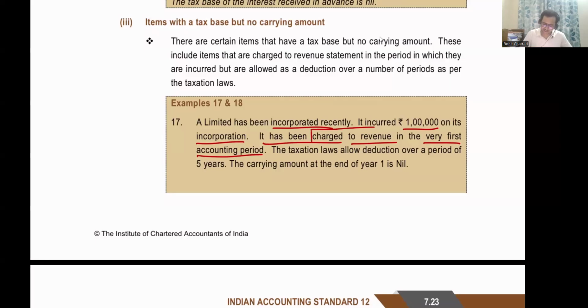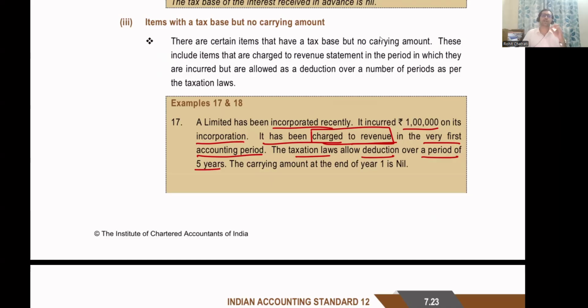What does the word charged to revenue mean? It basically means it has been expensed in the P&L account. It has been recorded as an expense in the P&L account in the very first accounting period. In whichever period we actually incurred the expenses, we recorded the 1 lakh rupees as an expense in that period itself. The tax laws allow the deduction over a period of 5 years. The tax laws actually allow a deduction of this expense over a period of 5 years.